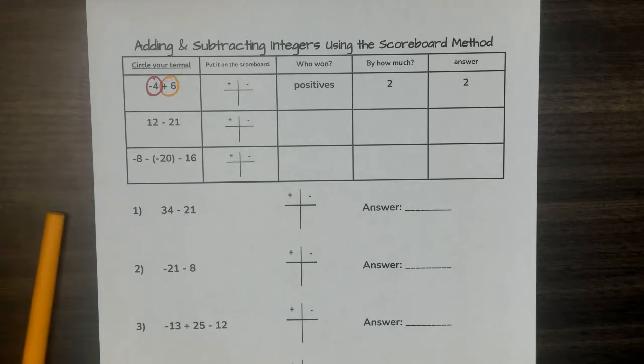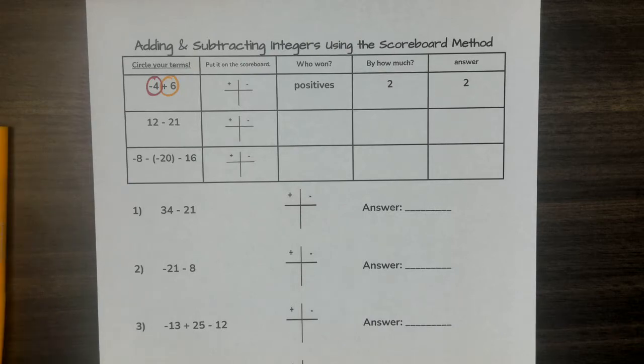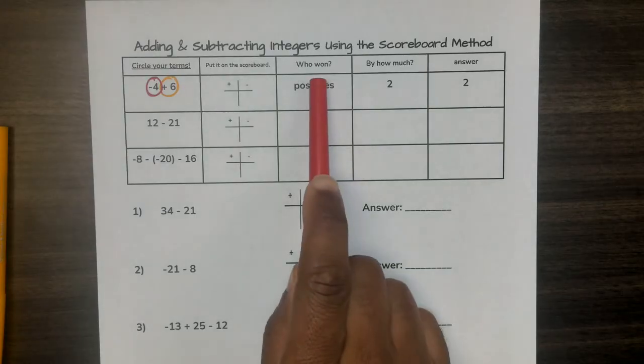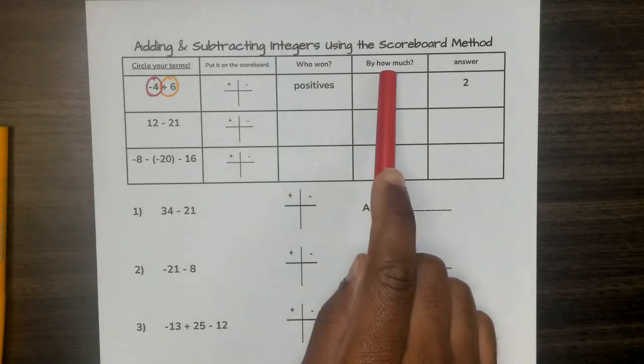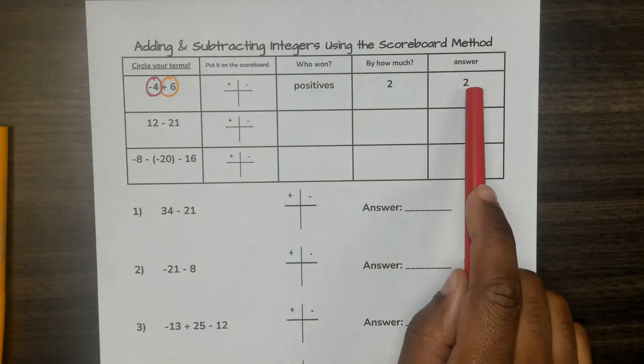The whole concept of the scoreboard method centers around a game or any type of sporting event. The idea here is that we are going to ask ourselves two questions to help us find our answer: who won, and by how much? Who won and by how much? That will give us our answer.